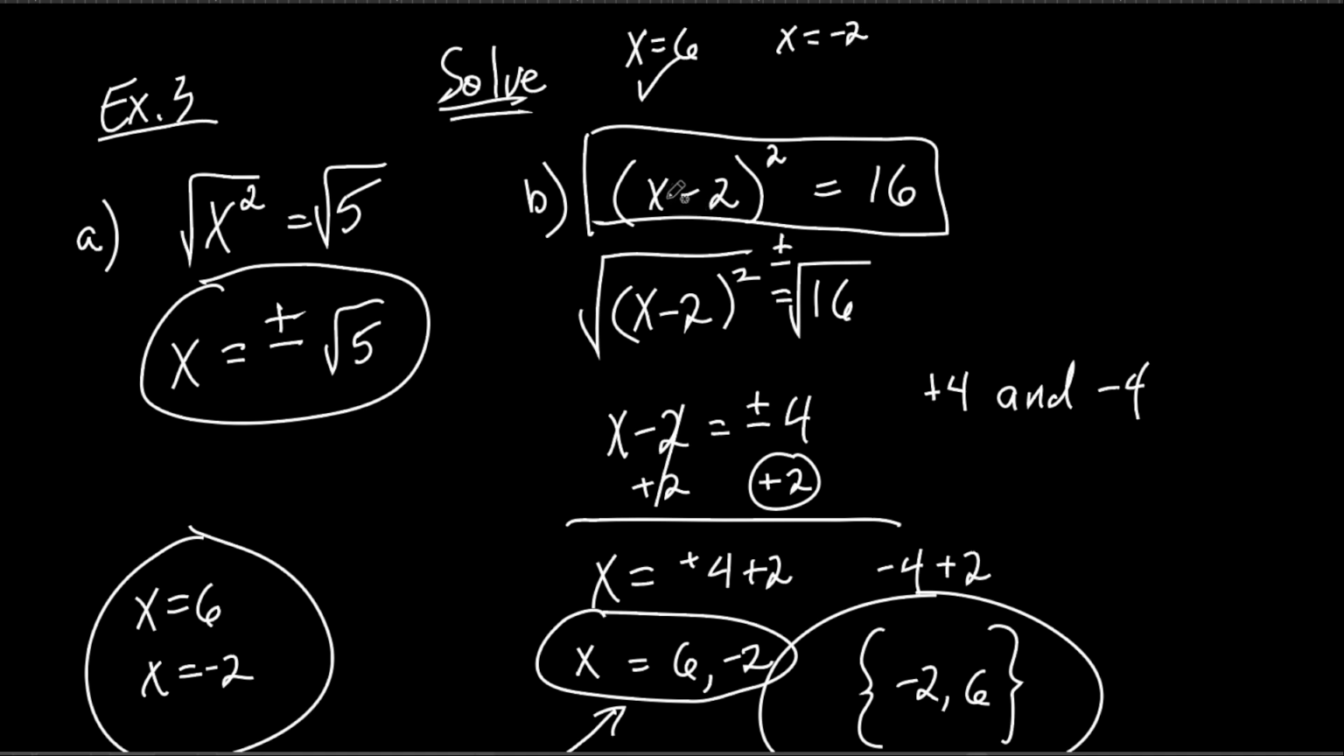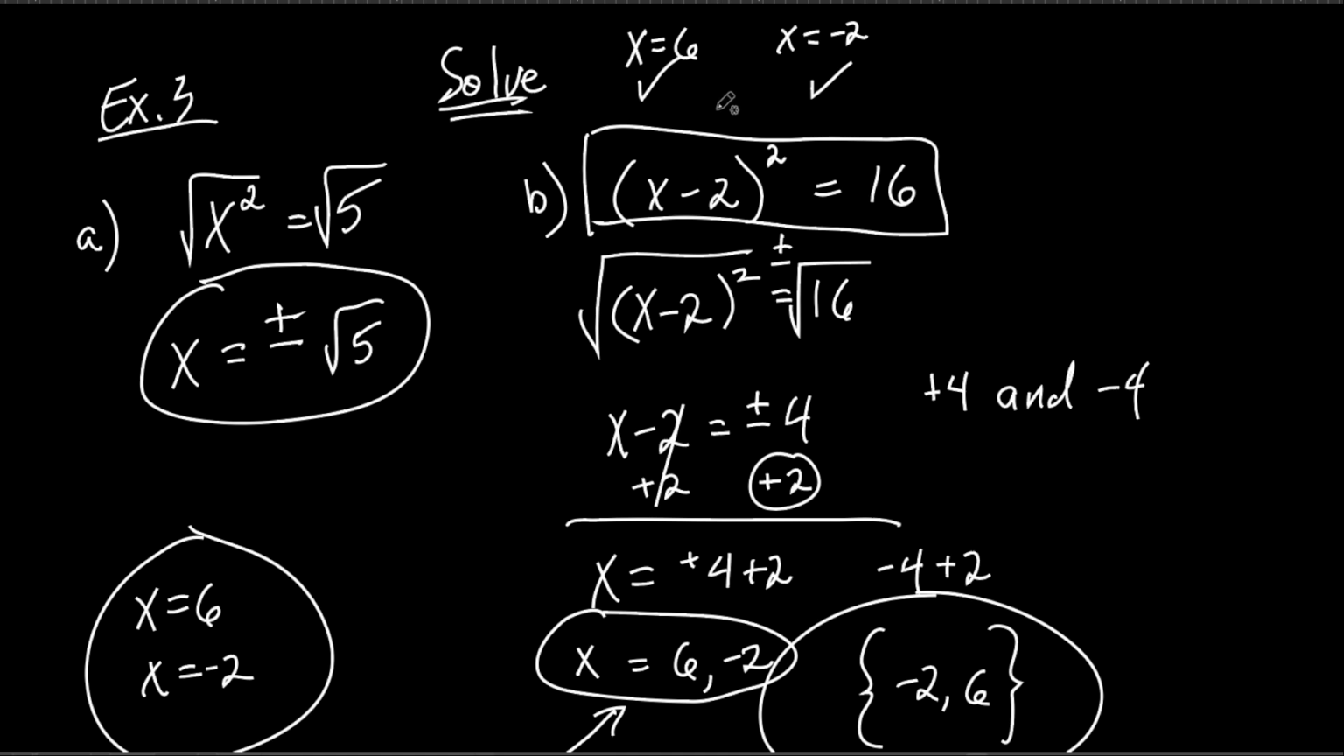Put a negative 2 in for this. What's negative 2 minus 2? It's negative 4. What's negative 4 squared? It's a positive 16 because it's negative 4 times negative 4. And so that works too, doesn't it? Both of those answers actually make this thing work. It's always a good idea to check.